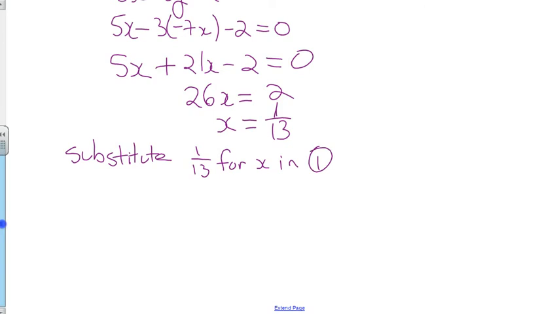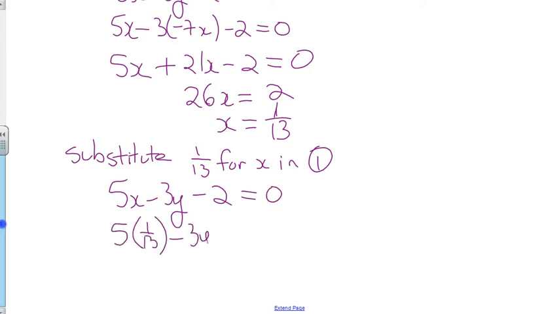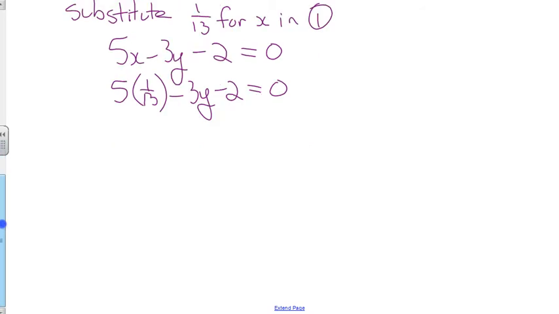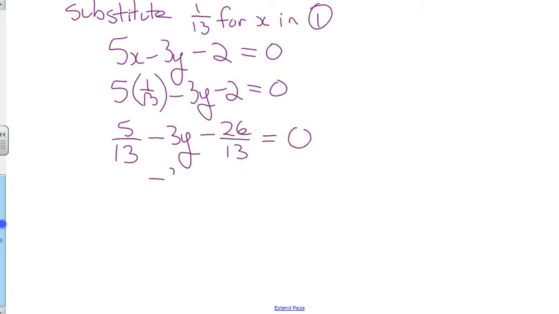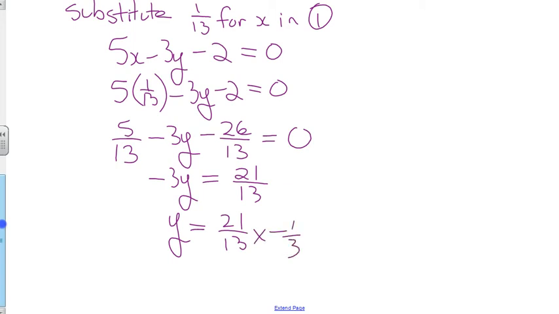All right, what do we got? 5x minus 3y. Okay, 5 times 1/13 minus 3y minus 2 equals 0. 5/13 minus 3y minus, let's call this 26/13, equals 0. Negative 3y is equal to 21 over 13, right? I just combined those into negative 21 over 13 and then moved it to the other side. So y is equal to 21 over 13 times negative 1/3, negative 7 over 13.